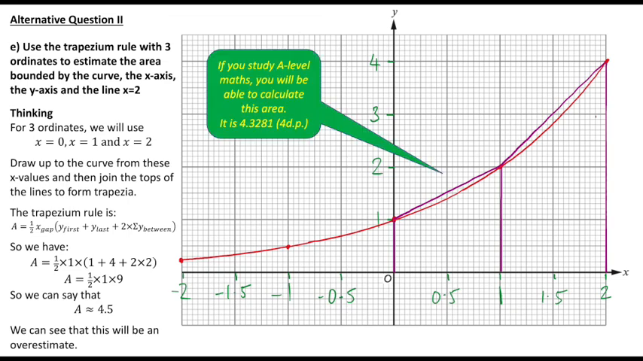And again, if you study A-level maths, you'll be able to calculate this area. And it turns out the area under the actual curve, as opposed to the trapezia, is 4.3281 to 4 decimal places. But again, we can see that our estimate is not bad. So depending on what we wanted to find the value for, what problem we were trying to solve or information we were trying to gain, we wouldn't be too far out by using the Trapezium rule. And of course, if we used more ordinates, then it would be more accurate.